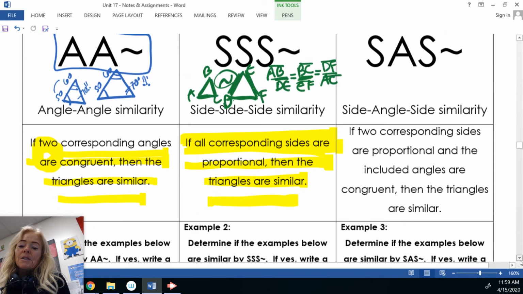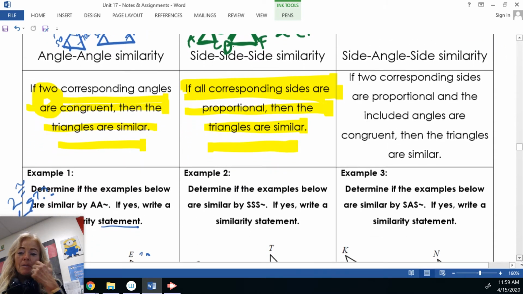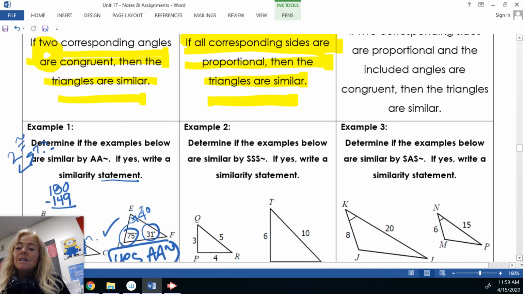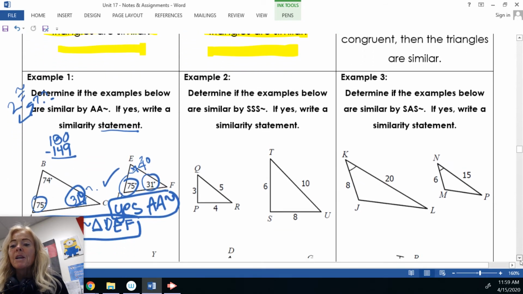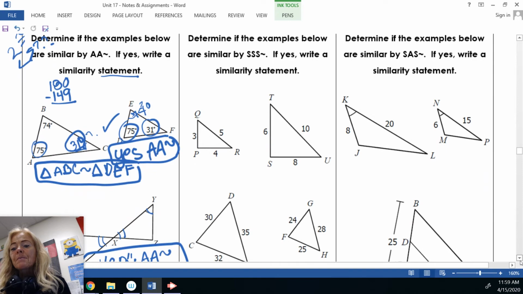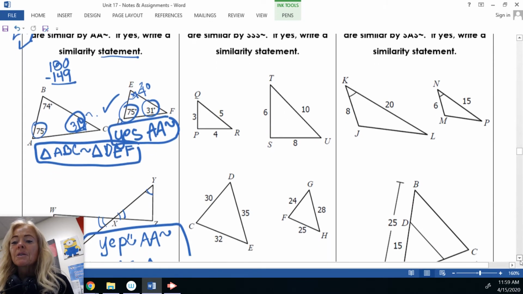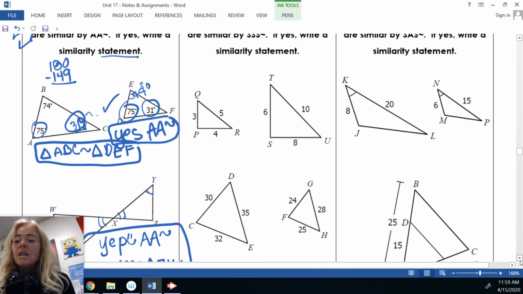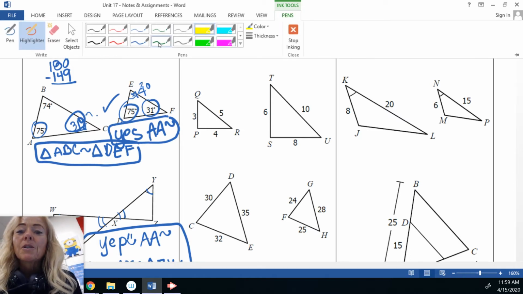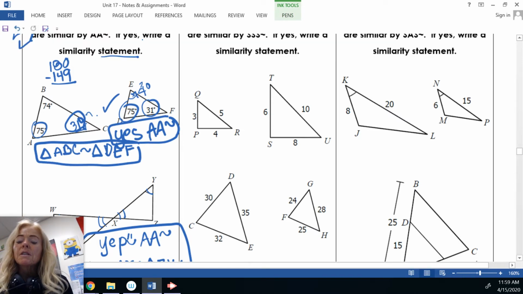All right, so let's look at the example. So again, we're asked to determine if the examples below are similar by side, side, side. If yes, write a similarity statement. We have two scenarios. We're going to test both scenarios by the ratios of their sides. So these we don't know the congruent angles, and I mentioned that in our video before. If we don't know which sides are corresponding, then we can go small to small.